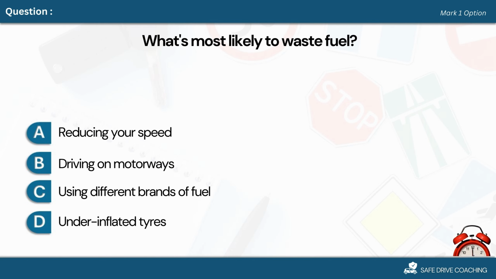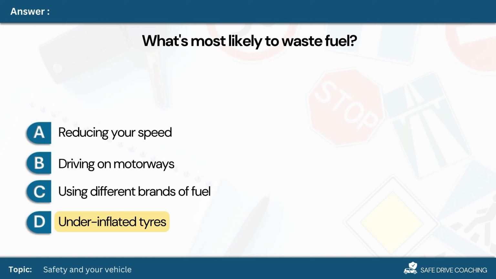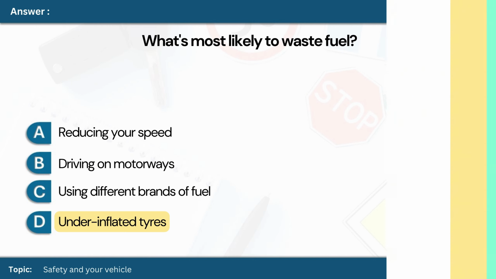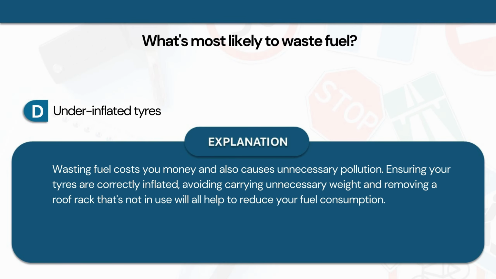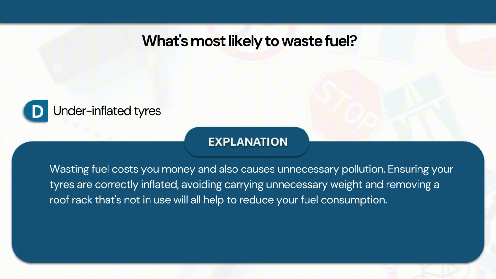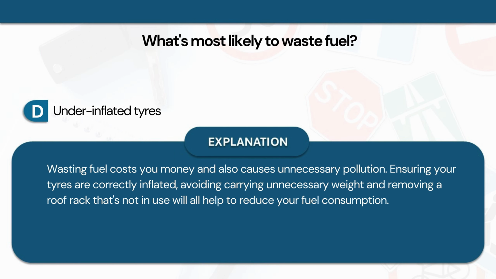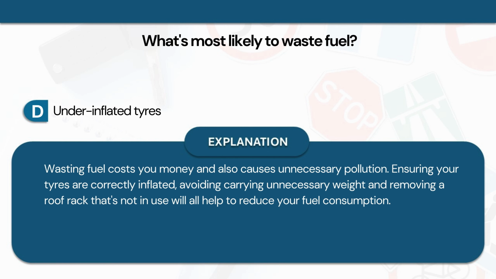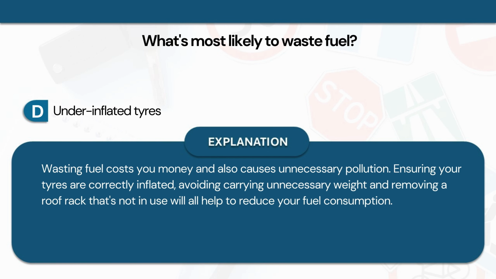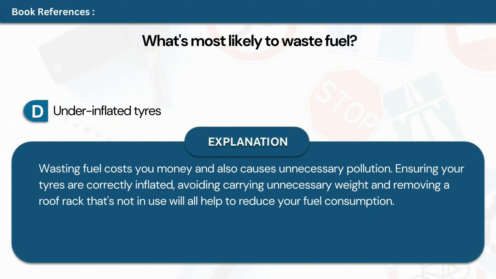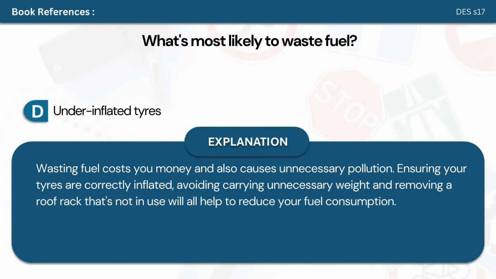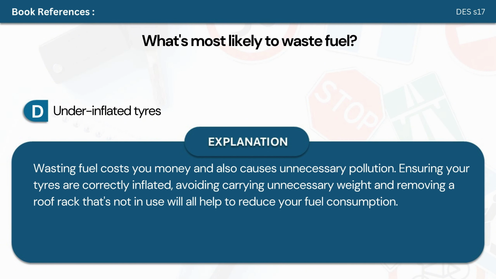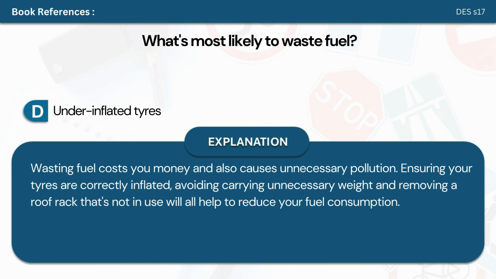The correct answer is D. Underinflated tires. Wasting fuel costs you money and also causes unnecessary pollution. Ensuring your tires are correctly inflated, avoiding carrying unnecessary weight, and removing a roof rack that's not in use will all help to reduce your fuel consumption.